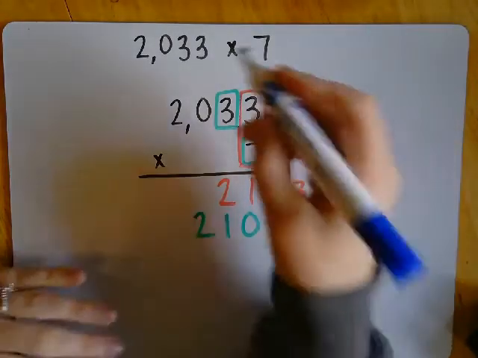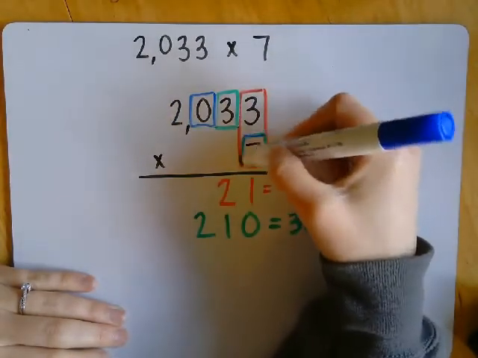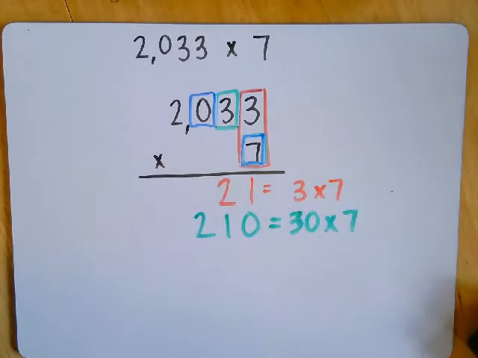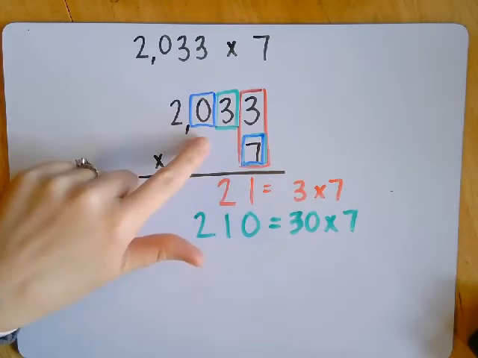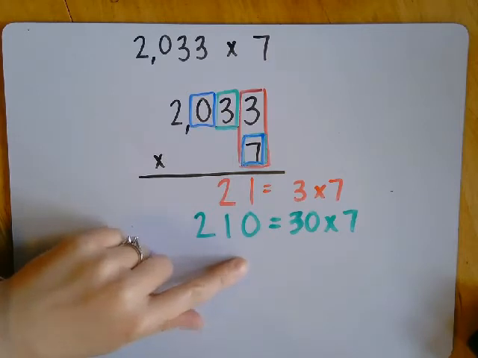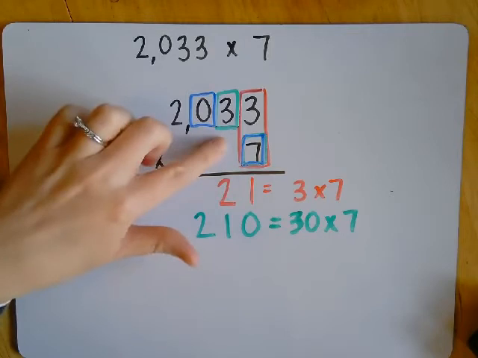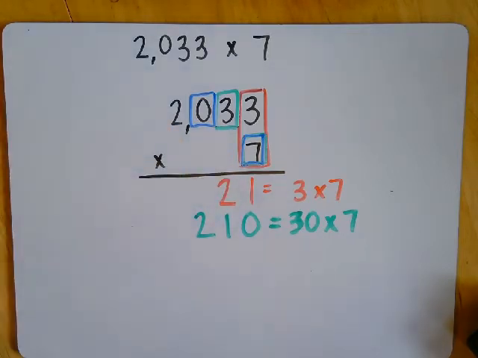Next, I'm going to multiply the hundreds place. Anything times 0 is still 0. So I actually don't have to keep track and write down 0. There's just nothing for me to multiply there, so I'm going to move on.